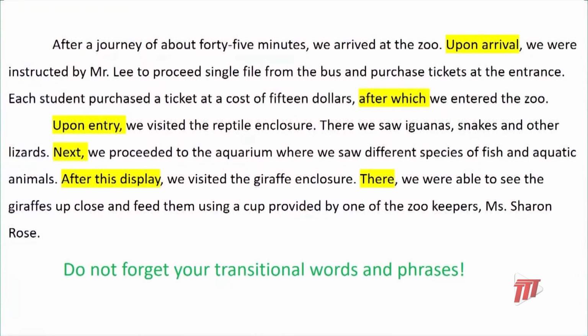If you remember earlier, I spoke about transitional words and phrases. These are words and phrases that are used to link our ideas and events in our report. They help our report to flow and add to the overall formal tone of the report, making them easier to read. Here, we see transitional words were used to link events in the report. Upon arrival, after which, upon entry, next, after this display, and there. These are all transitional words that we can use in our reports. Additionally, we can use the words next, firstly, lastly, secondly, and so on. I am sure that your teacher would have done other transitional words and phrases with you.